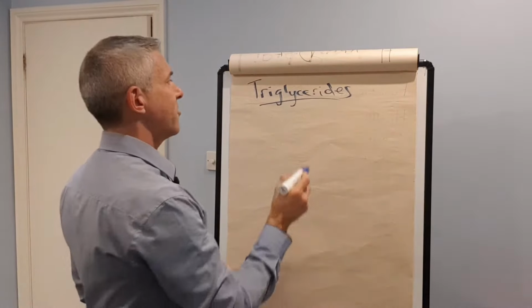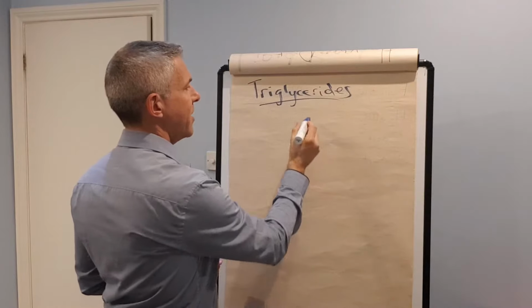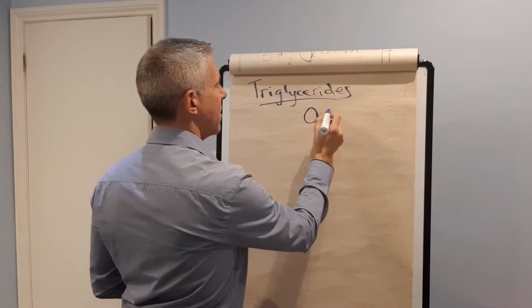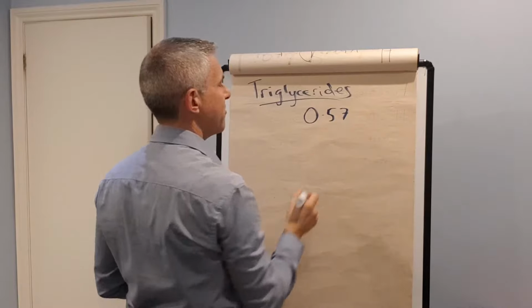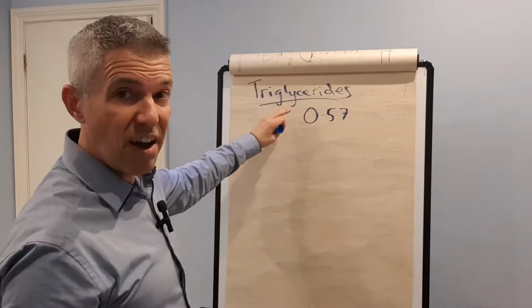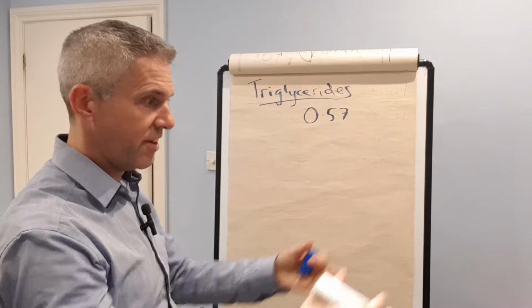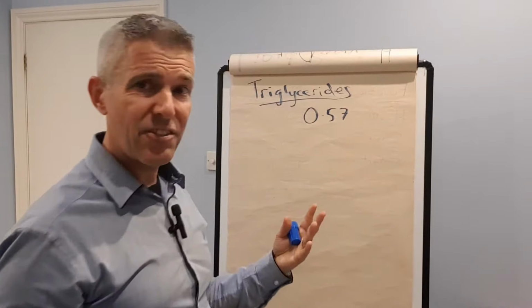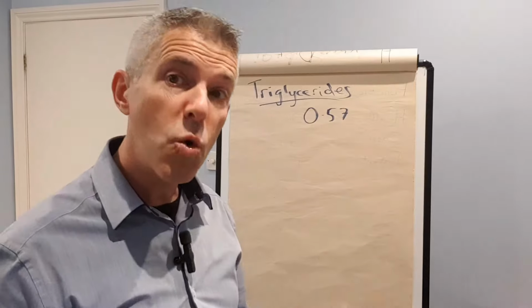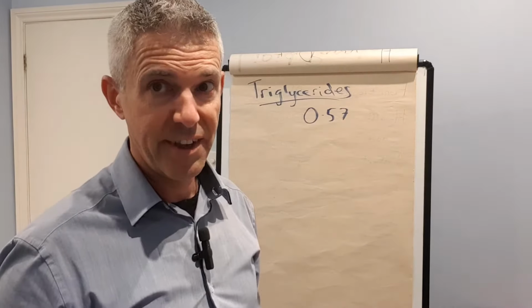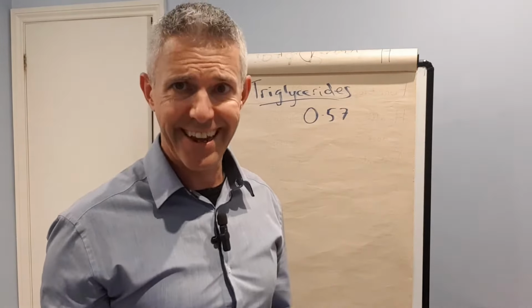But the thing about triglycerides is, again, there is an upper and a lower limit. In the UK, the lower limit is 0.57. If your triglycerides go under 0.57, and this is according to Dr. Brian Walsh and the studies he's presented, you have a massively increased risk of autoimmune disorders. That's where your own immune system is attacking itself.